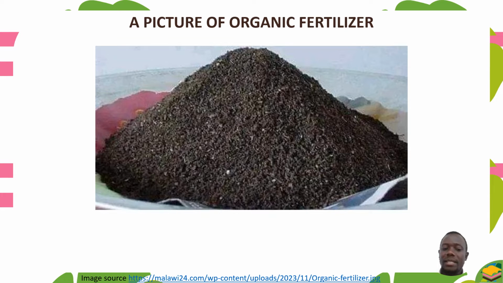So this is just a picture of organic manure. That's how organic manure looks like. They are prepared from plant as well as animal remains.